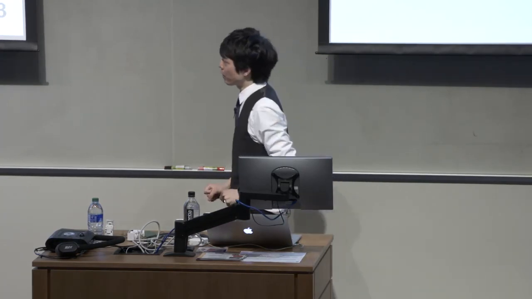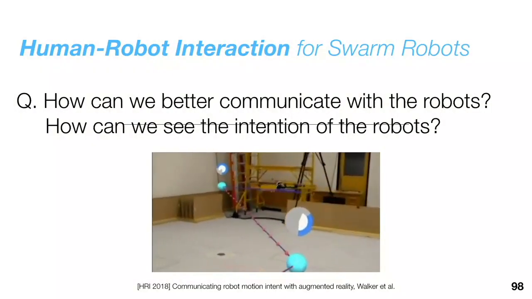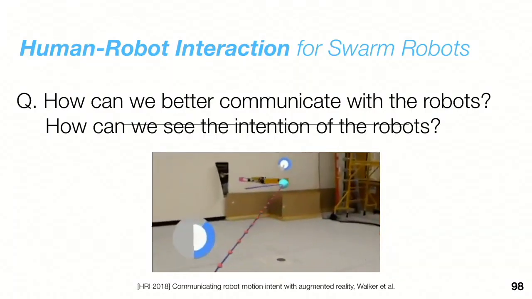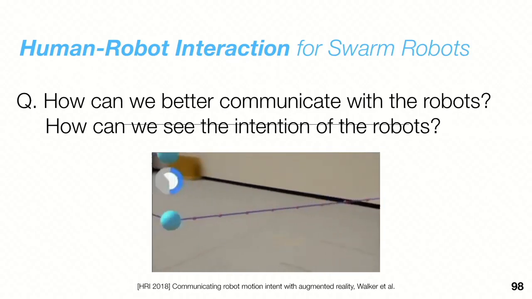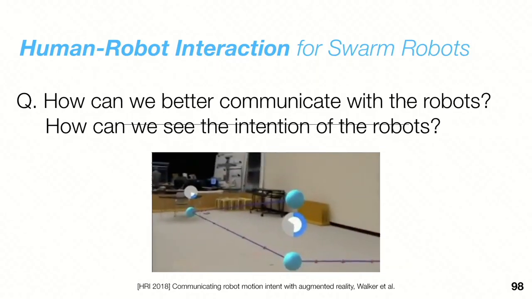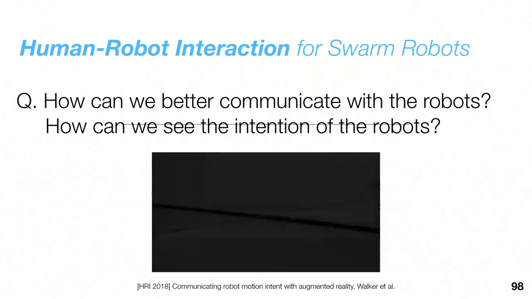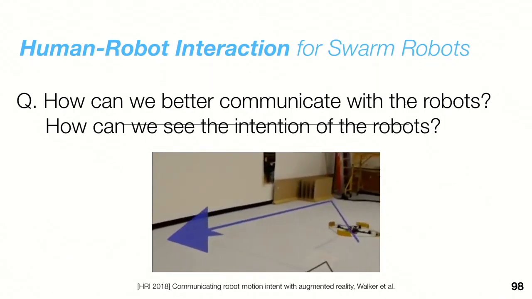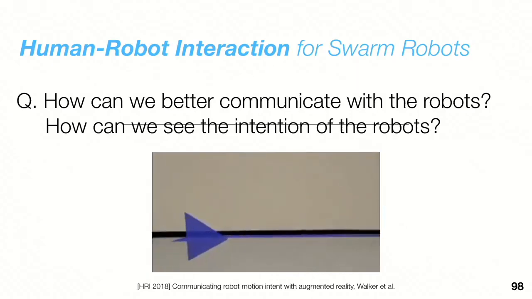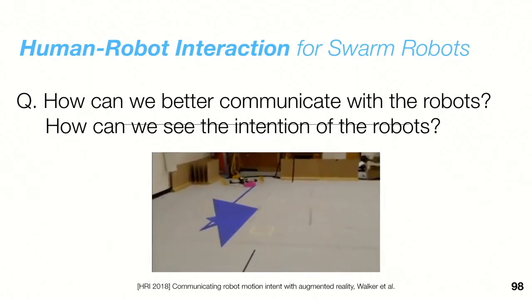One of the projects I have been working on, with a colleague at my university, is, for example, using augmented reality to see the intention or the path of the drone. In this case, the drone is also pretty dangerous, but by showing the path with augmented reality, we can see where these robots are going.